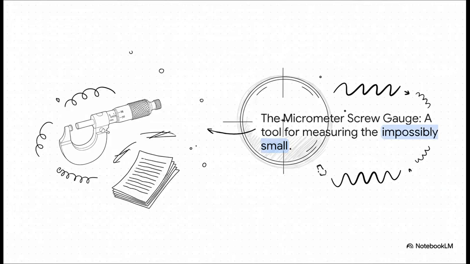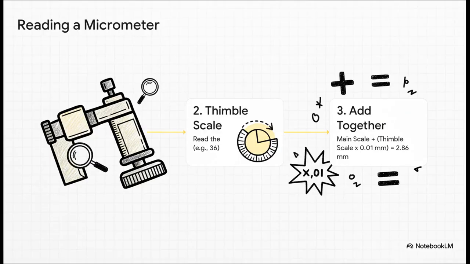Now, check this thing out. This is a micrometer screw gauge. It's an instrument that is designed for extreme precision. It's perfect for measuring something as thin as a single strand of wire, or even a sheet of paper with incredible accuracy. So how do you actually read one of these?